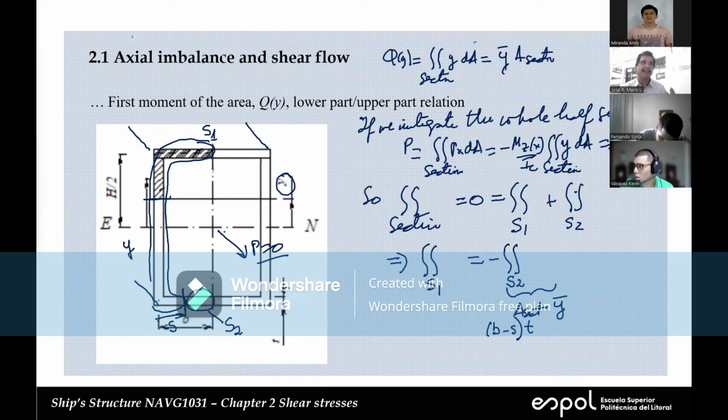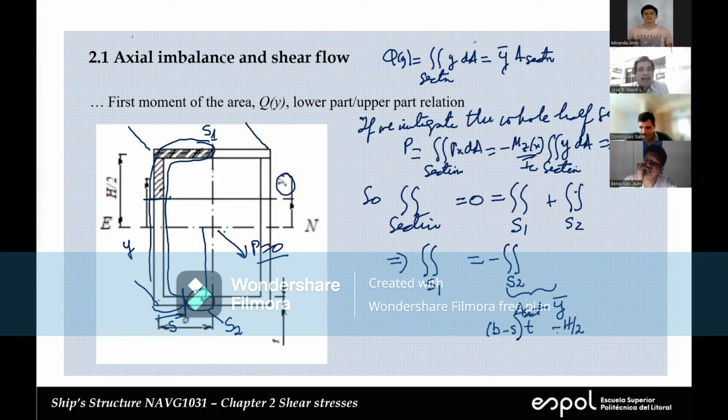What are we missing? H over 2, what are we missing? Negative. Yeah, it's pointing downward. So this is going to be minus H over 2, because we are going down, right? Exactly, that's why I put it here. This is the origin. This is the x-axis. Positive is upward. Negative is down.